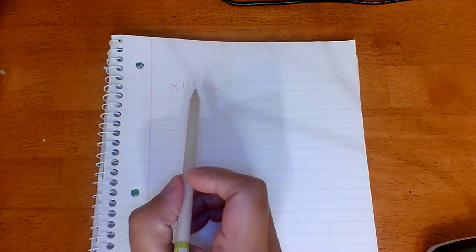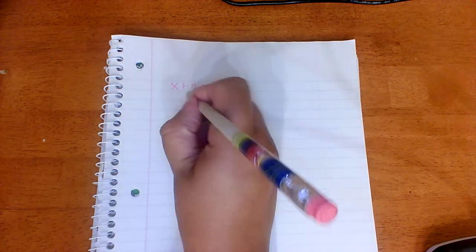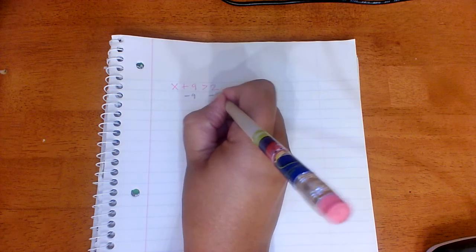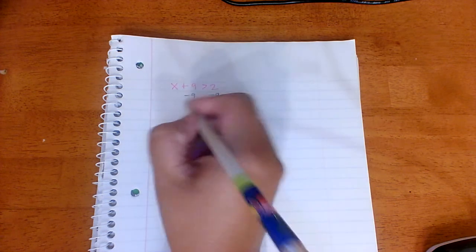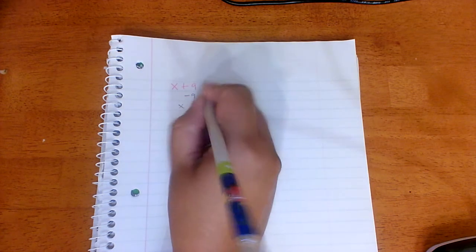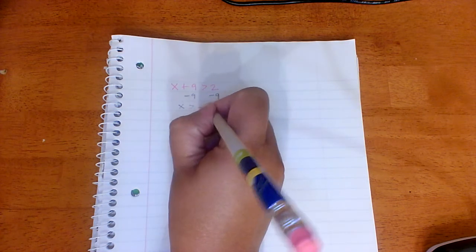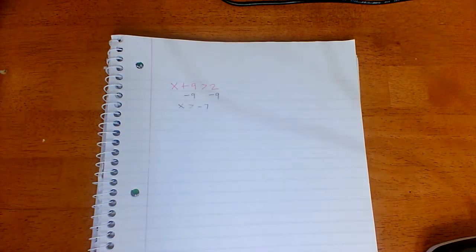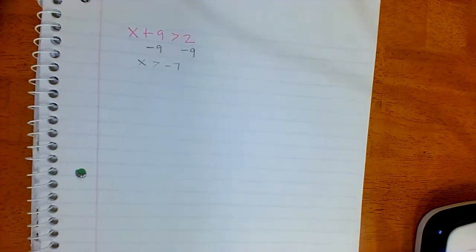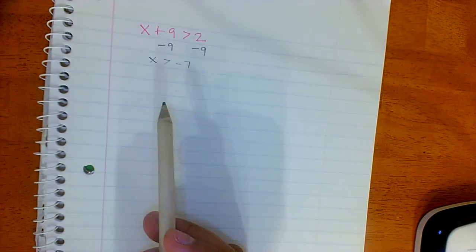So here I'm trying to isolate the x, so I'm going to subtract 9 from both sides. And so when I do that, I have x, this we're just kind of ignoring for a little bit, greater than 2 minus 9, which would give me negative 7. And now this has been isolated completely on the variable. So this is a solved linear inequality.